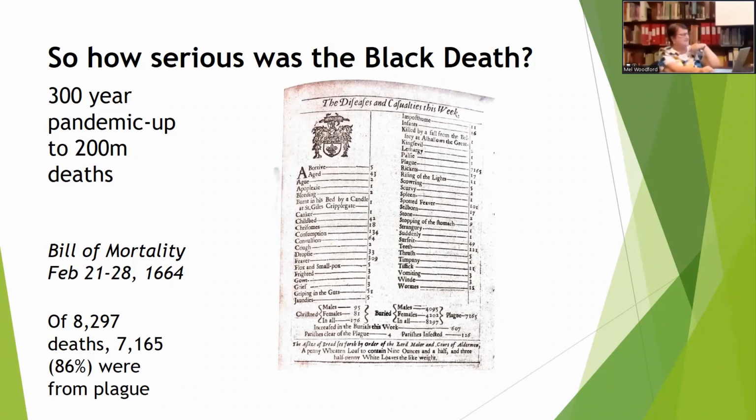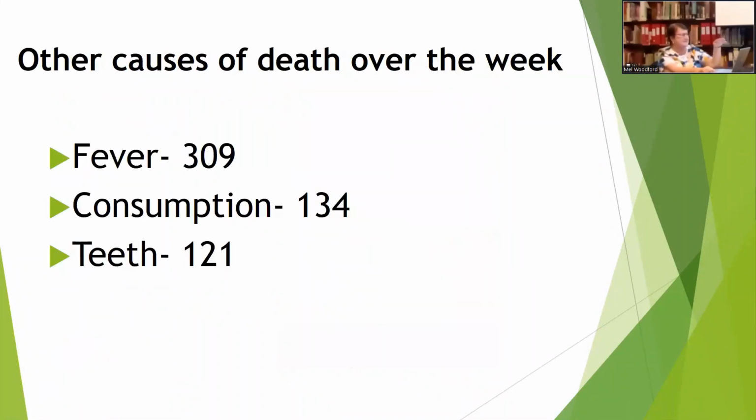And of the 8,297 deaths, 86% of them were from the plague. And then the next 3 main causes of death were fever, consumption, and teeth. And of course, that's rotting teeth. Again, if you get rotting teeth and it's not treated with antibiotics, you can get heart problems. But anyway, that is a big difference, over 7,000 of the plague, followed by these ones here.